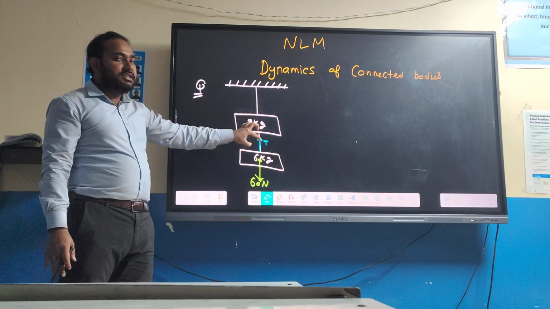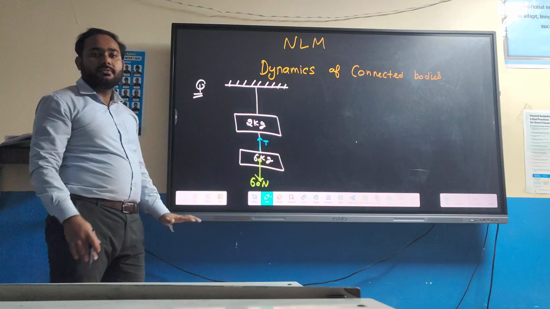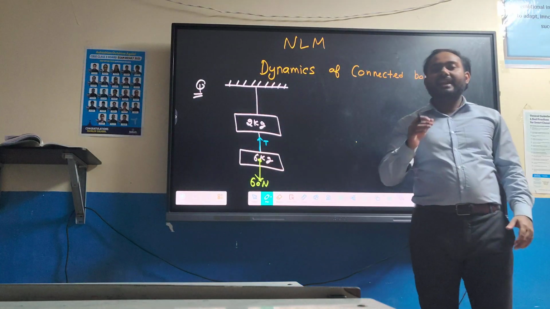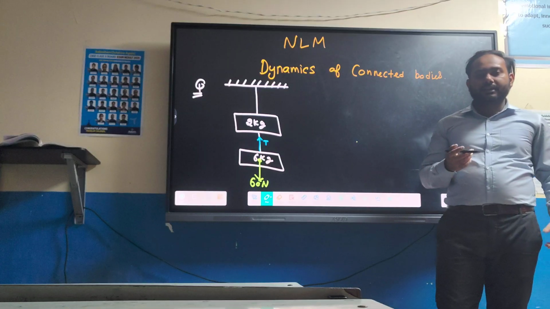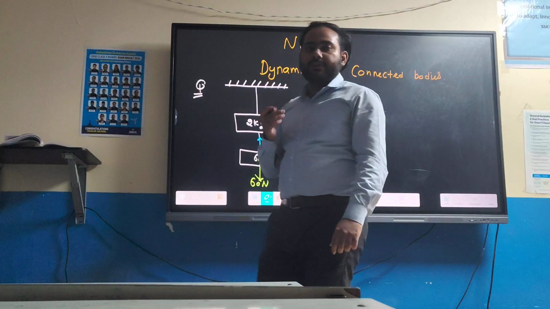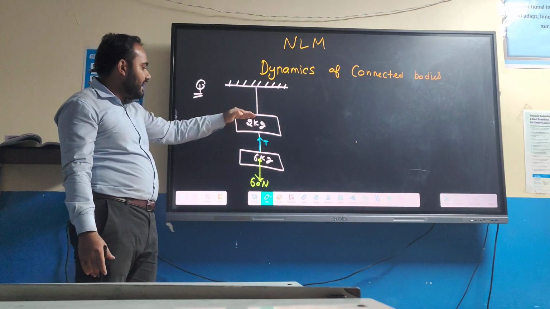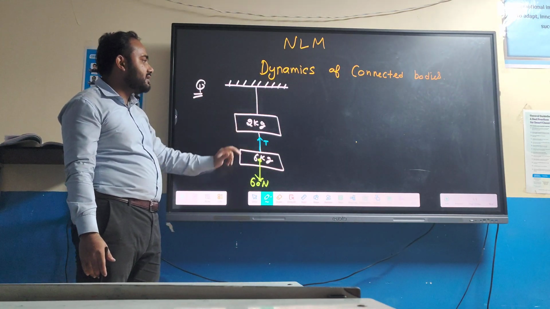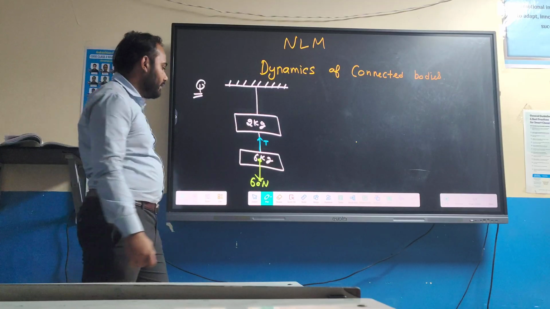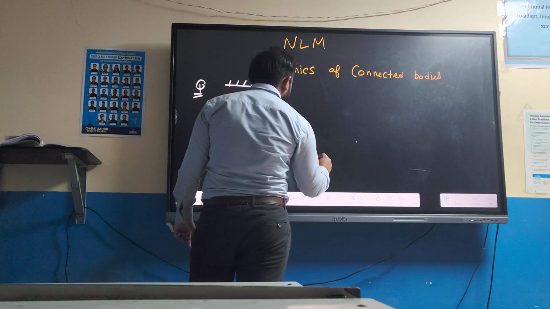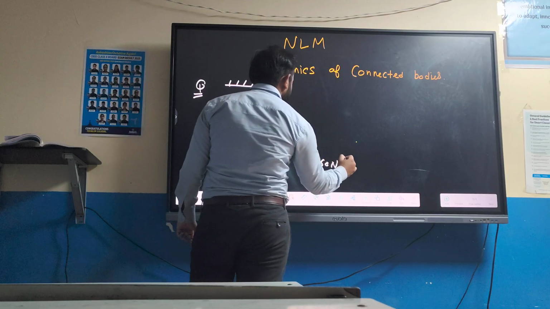If this body is in equilibrium, it means this body is not moving. And if the body is in equilibrium, the net force on the body must be 0. So the upward force and the downward force acting on the 6 kg body must balance to 0. So from the condition of equilibrium, I can say that T will be equal to 60 Newton.